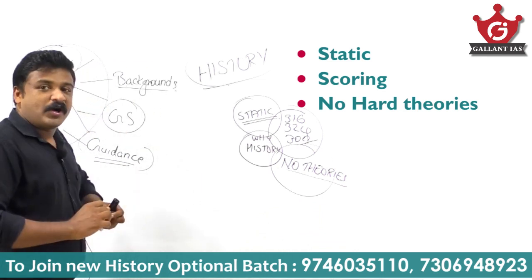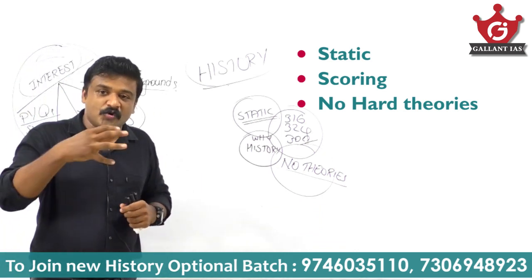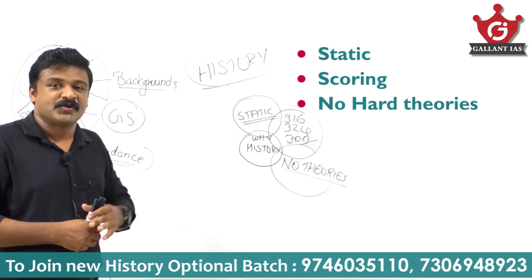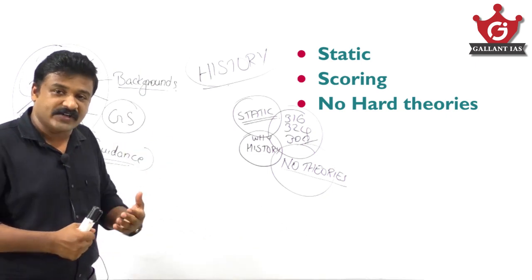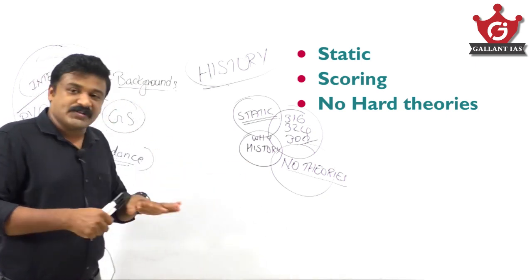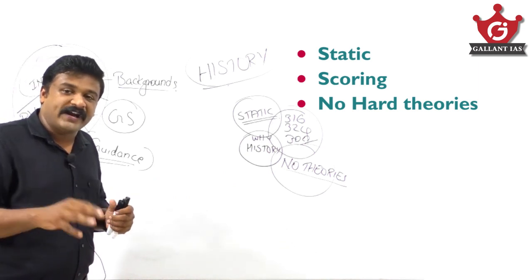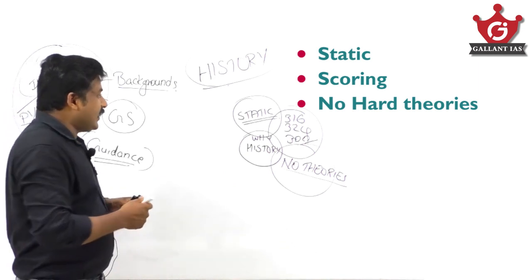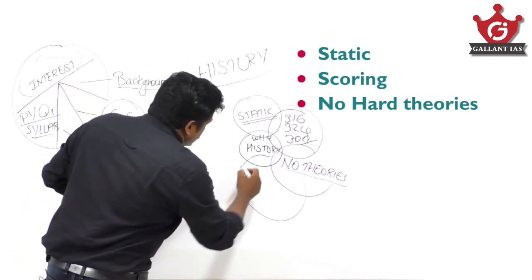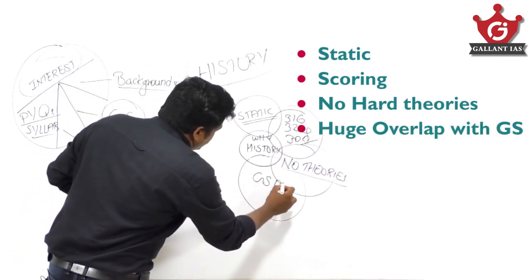In some optionals you have to study, you have to learn by heart, you have to go through theories. You have to analyze lots of theories and formulas, etc. No such theories, no such formulas here. You switch to story mode and you can easily learn history. Another advantage is that it has GS overlap.